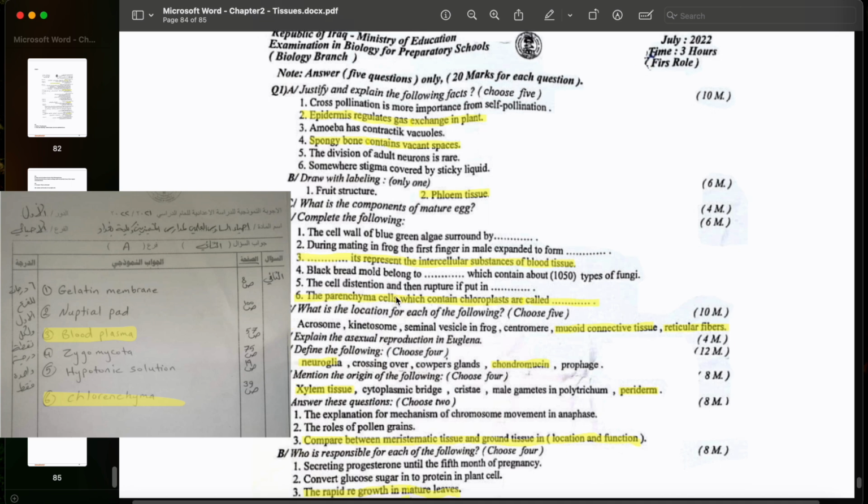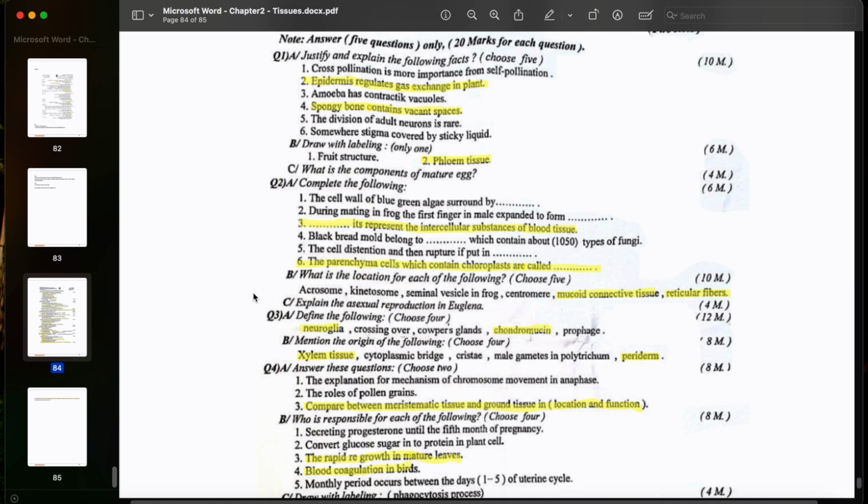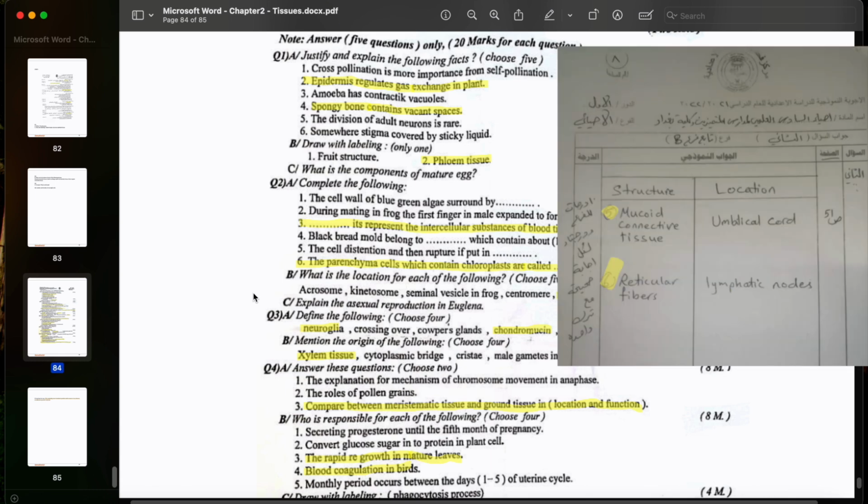Also here we have the parenchyma cells, which contain chloroplasts, are called blank. This is very easy. They are called chlorenchyma. Also in question 2B, they're telling you what is the location of each of the following. The mucoid connective tissue is found in the umbilical cord. The reticular fibers are found in the lymphatic nodes.